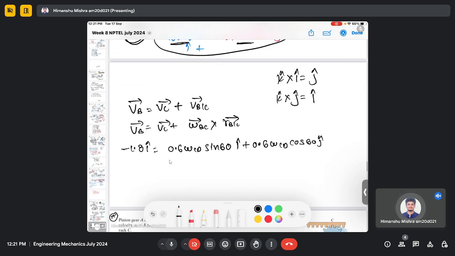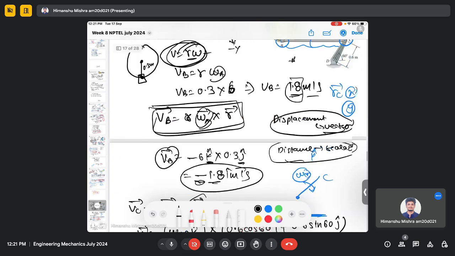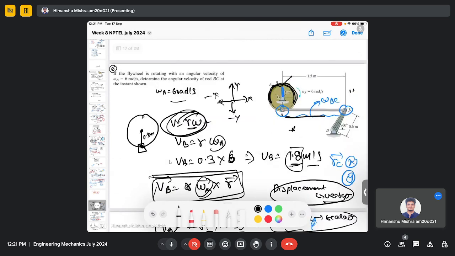So this is my velocity at point C plus omega BC. So this omega BC is in the kth direction, cross product with this, which is the length of this bar, which is 1.5 meter in the horizontal direction.